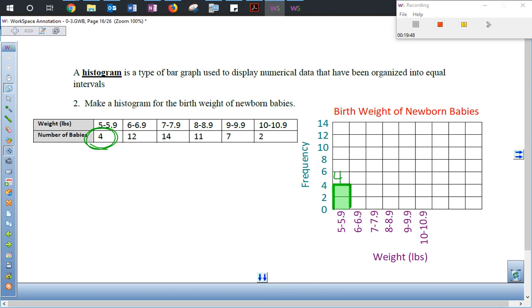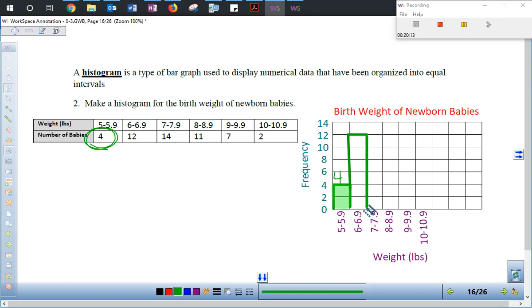The next weight was 6 to 6.9 pounds. And they said there are 12 babies that were 6 to 6.9 pounds when they were born. So I can come here, 6 to 6.9 pounds, go all the way up to 12, and we're going to use our straight edge to draw the top and then connect it straight down. Again, we'll shade it in. And we're going to write the number on top.